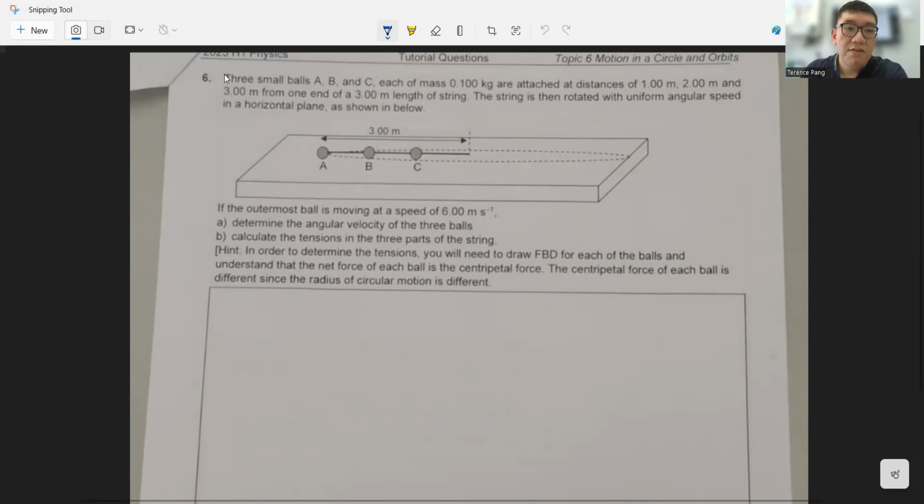Okay, question 6. Now, this question is important because I have seen a lot of questions in TYS and school papers which involve multi-bodies rotating in a circle. So you have to know how to do this question.